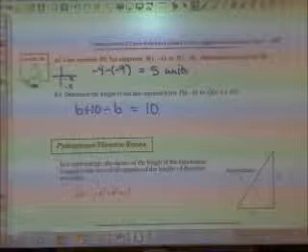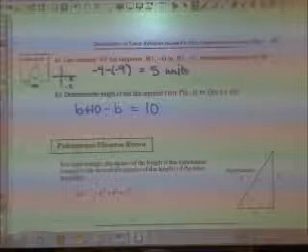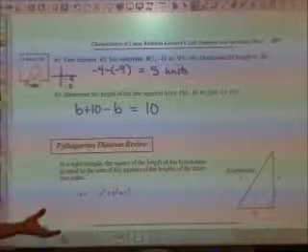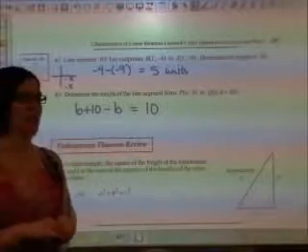So really, finding the length of line segments when they are vertical and horizontal is not a lot of work. We can count, or we can subtract their x coordinates for horizontal lines and the y coordinates for vertical lines.